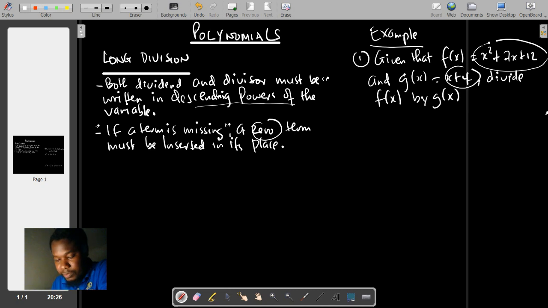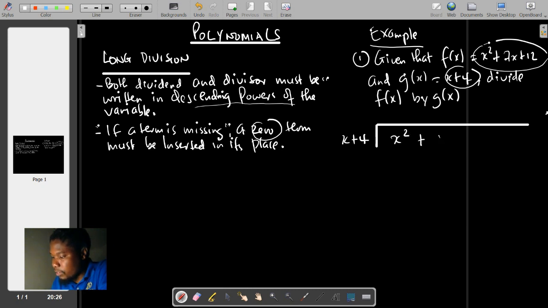Okay, so what we're going to do, the same way we do long division with numbers, is write our division symbol, the division thingy, I don't know what you call it. We'll write it there, another line like that. Then here we'll indicate x plus 4, and underneath we'll put the dividend as x squared plus 7x plus 12, like that.